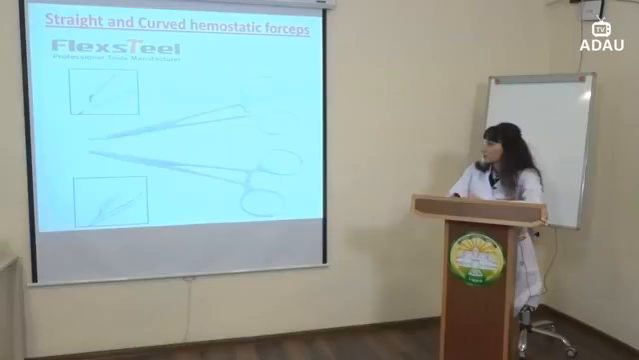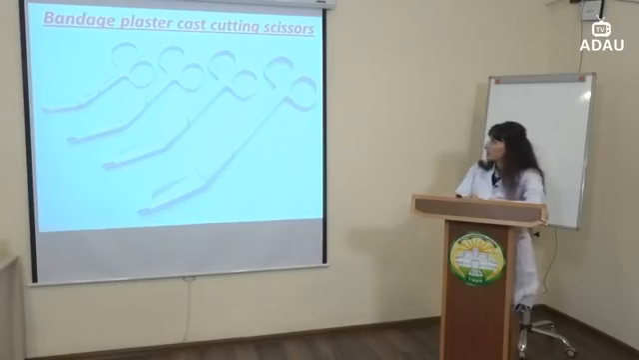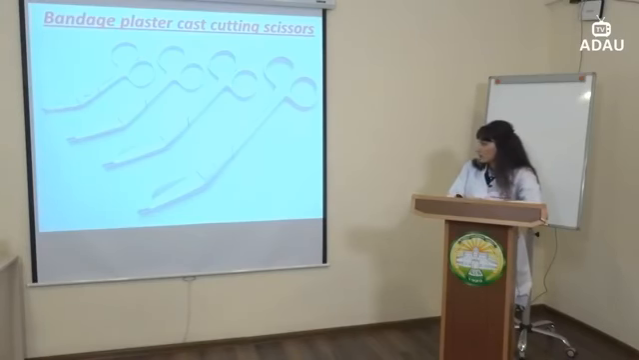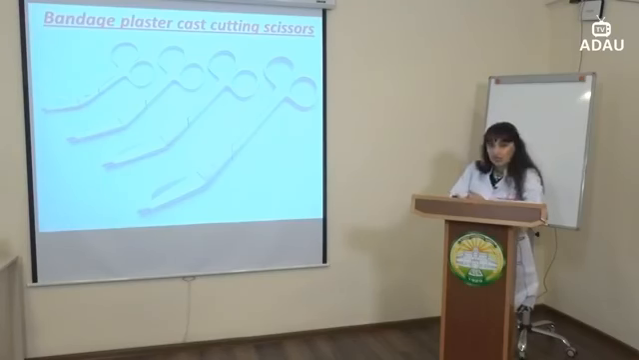Straight and curved hemostatic forceps: the function is the same, but the shape is different. And bandage, plaster, and cutting scissors. Here we can see different types, of different sizes, and the function is the same. When we want to cut bandage or plaster, there are special scissors.